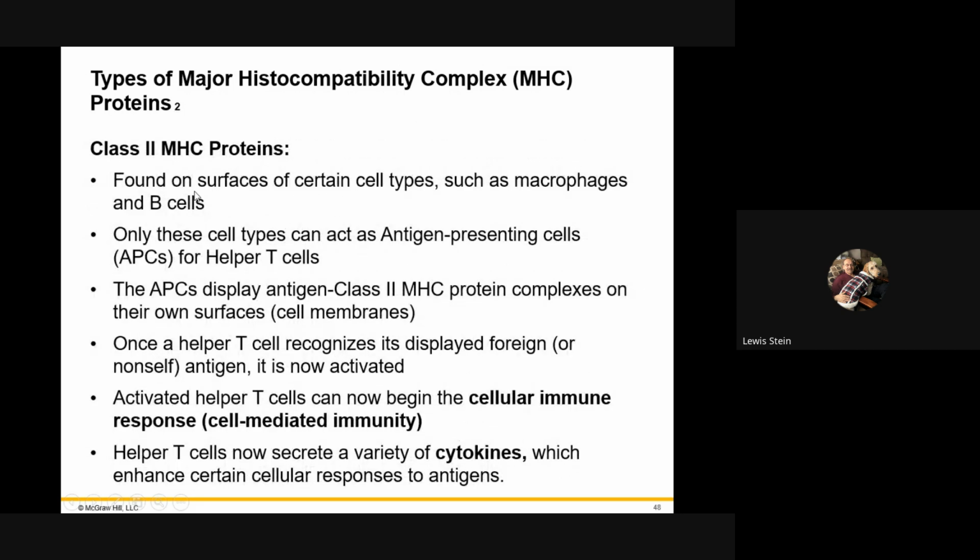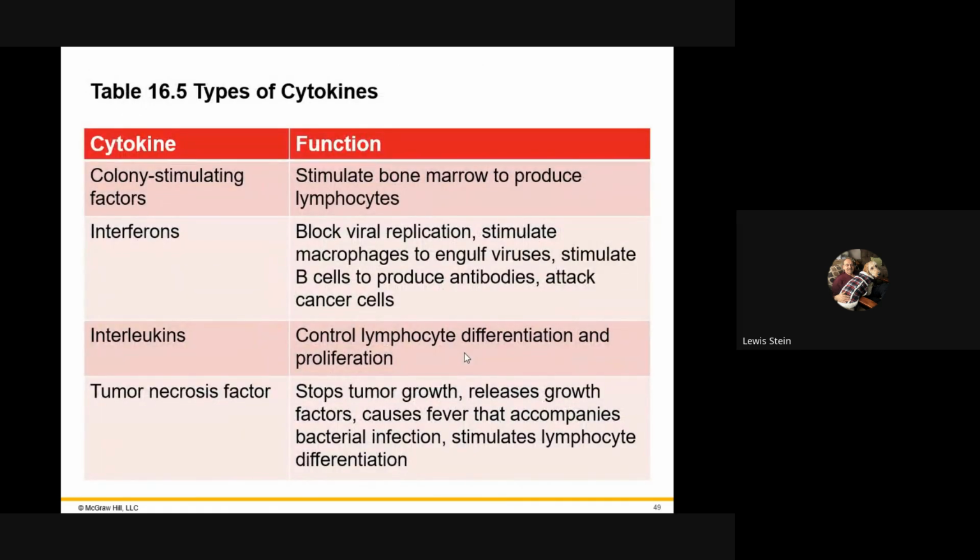Class 2s are a little bit different. Those receptors are the ones that trigger the helper T cells. That's as much as you really have to know about those. Only these cell types can act as antigen-presenting cells for helper T cells. Helper T cells are important. I don't think I need to go into great detail right now. Once a helper T cell sees one of these antigen-presenting cells, it starts to make a variety of chemical agents. We will go into that in more depth. For the time being, this is kind of what they do.